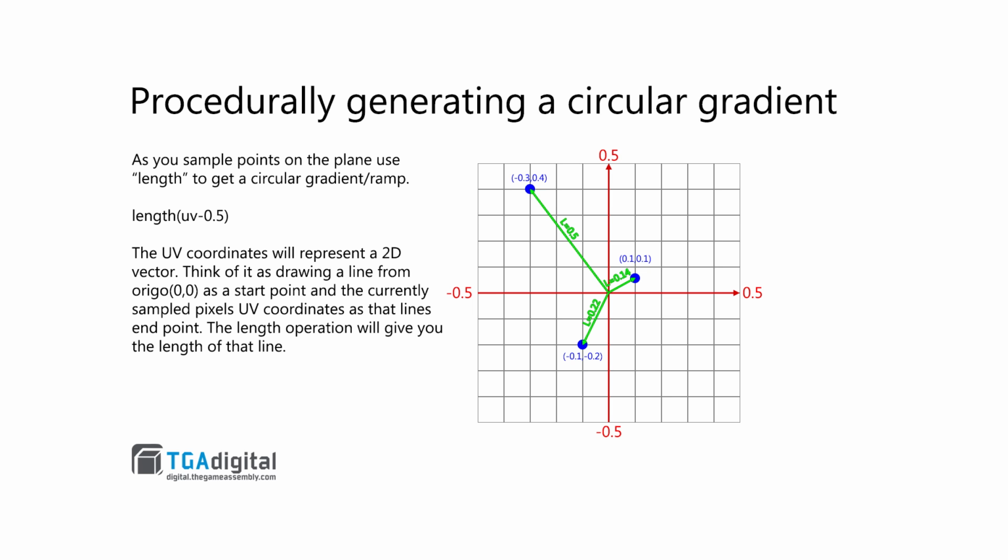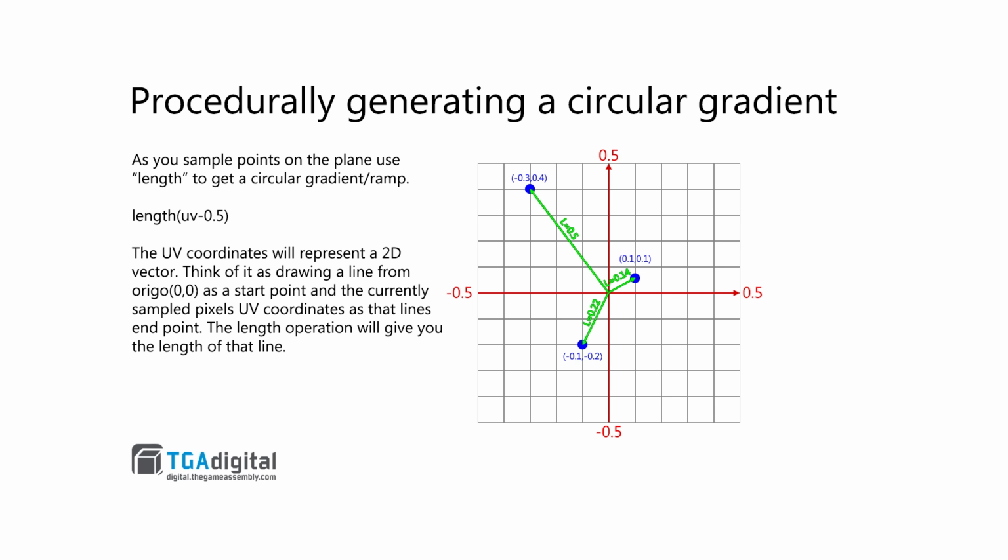What you then do is that you take a length operator, and the length operator is used to measure the length of a vector or a line, if you will. So imagine that you draw a line from the center of the UV, the origo, 0.0 point, and you draw it all the way out to where the coordinate is located. Then you measure the length of that line. And as you can see in the 3 example points, you get different lengths.